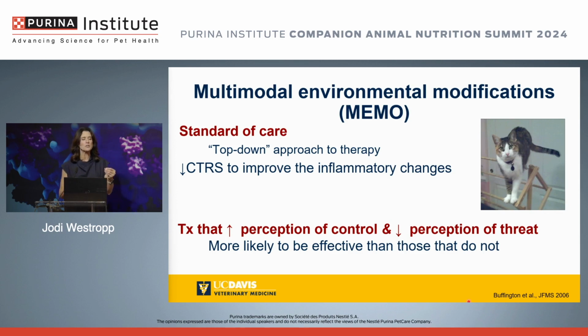Now, I believe that a treatment that will actually increase the perception of control is more likely to be effective. I'll be honest, not just control that the cat perceives, but maybe control that the owner perceives, right? If they feel they have a grip on what's going on in this disease, that will do nothing but empower them, and it will help decrease the perception of threat. This is more likely to be effective than treatments that don't do that.